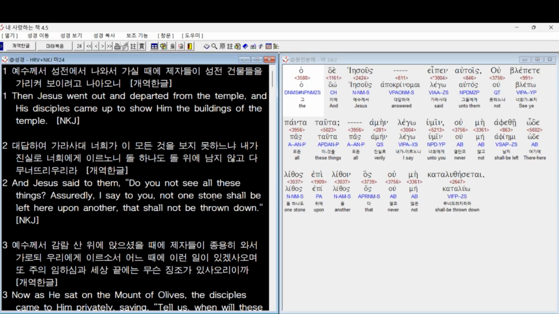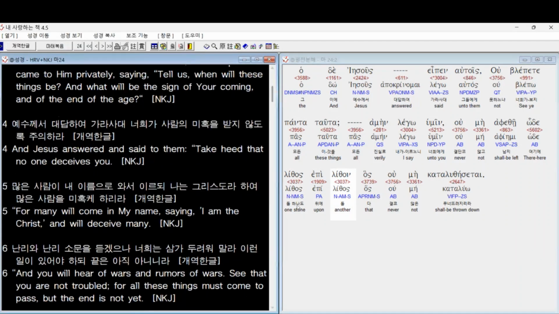Look at the right side. Stone, right? Stone on stone. This stone is a dumb dog, the shepherd. And this stone is the member of the shepherd.